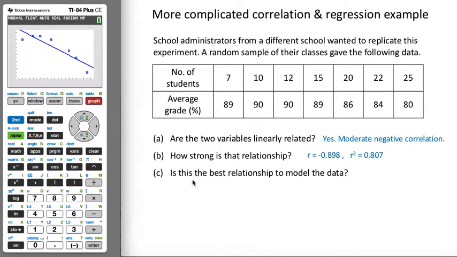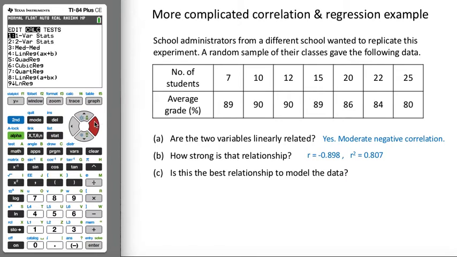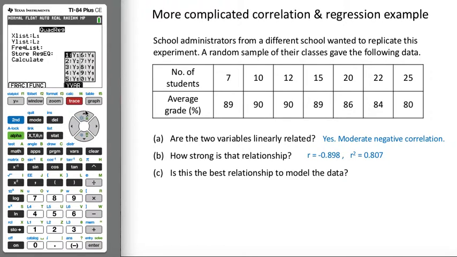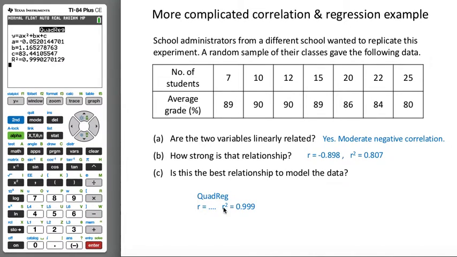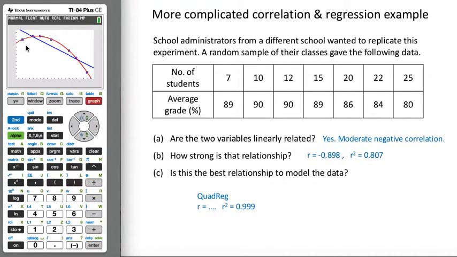One is just guessing. So this time I'm going to stat calc, and I'm going to do quad reg. Again, list 1, list 2. Let's store that in Y2, and we'll calculate. So the R squared value here is 0.999. That looks pretty good. Let's graph it. Okay, that red curve looks much better than the blue line. Excellent. So that's quad reg.